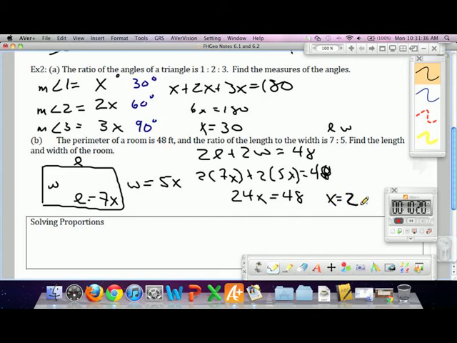So if x is 2, what's the length and width of my sides here? What's the length? 14. Width is 10. Notice that 14 to 10 is the same ratio as 7 to 5. 14 to 10 is equal to 7 to 5. Therefore, my problem actually does make sense.